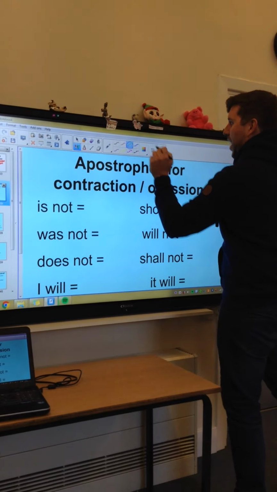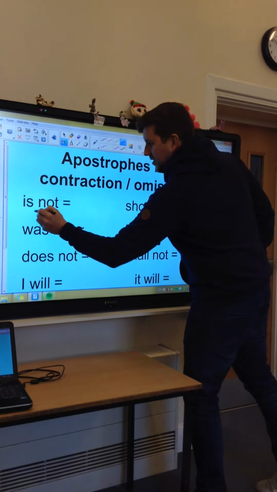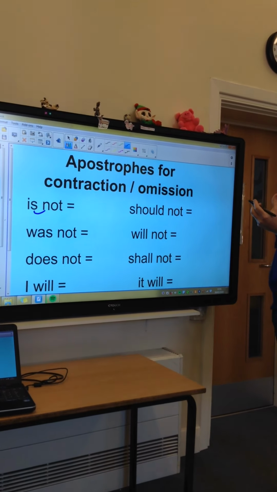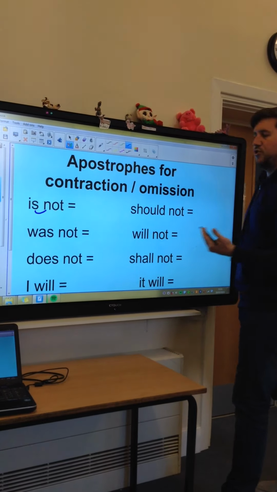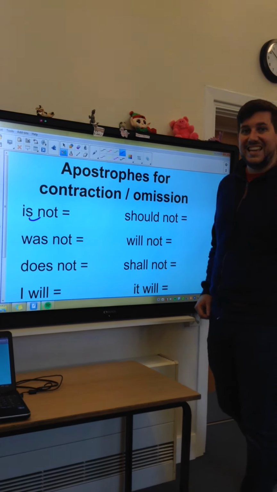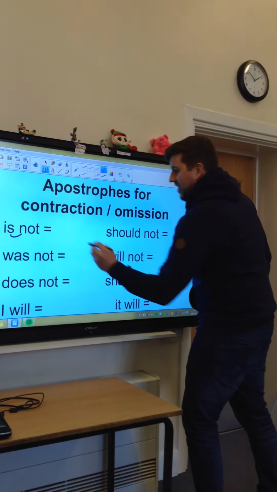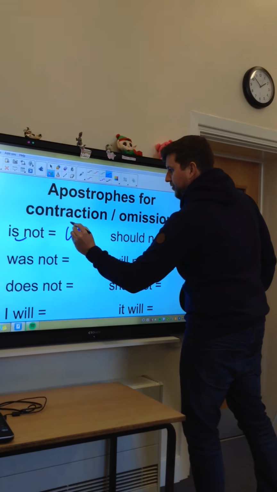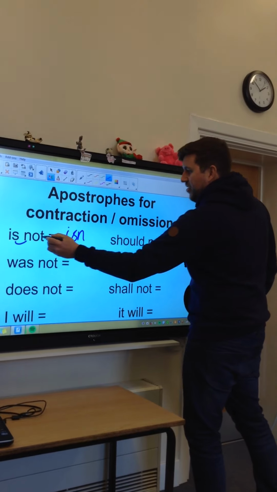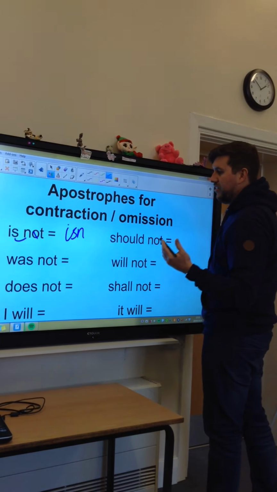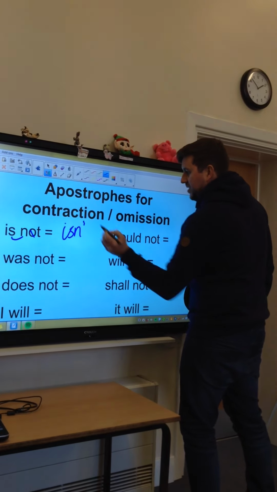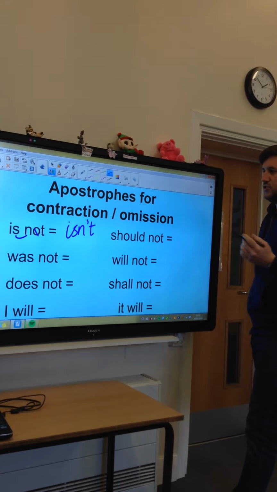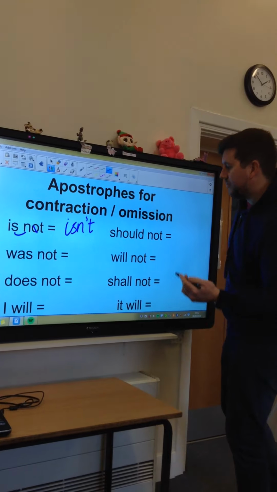And this is looking at where we have a pair of words that we can contract to make a shortened version of the word. So for instance, is not can be shortened to isn't, as you all know. So we have the ISN for is, and then we get rid of the vowel in the middle of this, the O, and we replace it with the apostrophe and then finish with the T afterwards. So is not becomes isn't.